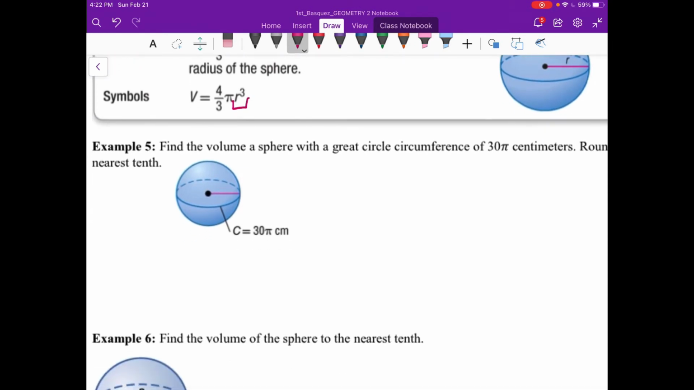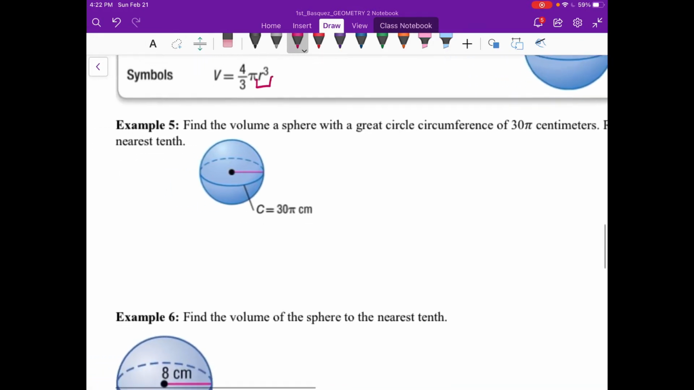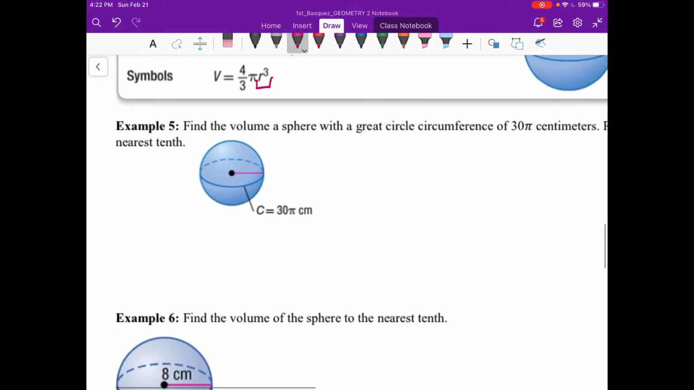So jumping right into the examples here, we have: find the volume of a sphere with a great circle circumference of 30 pi, round to the nearest tenth. So the circumference, again, is given to me, but I need to figure out the radius so I can put it back into my formula. And I'm just going to put the formula at the top. So I know that circumference is 2 pi r. And this time I know that my circumference is 30 pi. So working backwards to solve for r, I would divide both sides by 2 pi. That's going to cancel on the right, and then the pi's are going to cancel, so I really have 30 divided by 2. You could also just put it in the calculator. Either way, it's going to give you that the radius is 15.